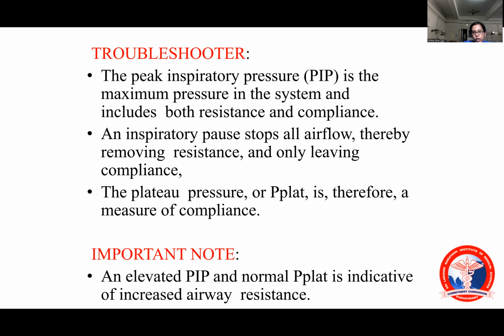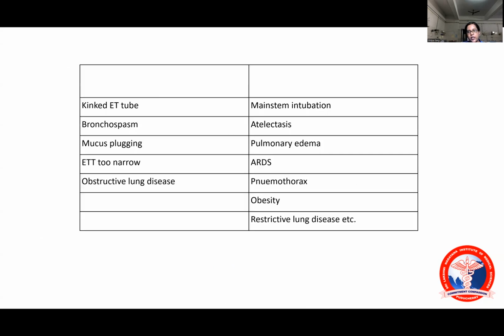We already saw in previous slides the peak airway diagram and the plateau pressure. If the difference is very high, then it means that airway resistance or ohmic resistance is high. So what are all the causes for increased airway resistance? Kinked tube, bronchospasm, mucus plugging. If we use a small size ET tube or any obstructive lung disease, these are going to increase the resistance.